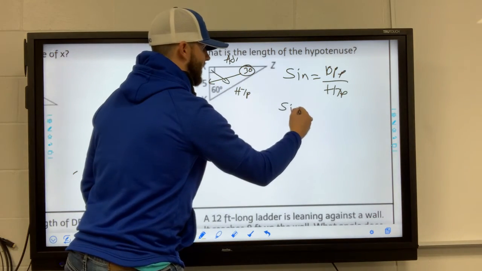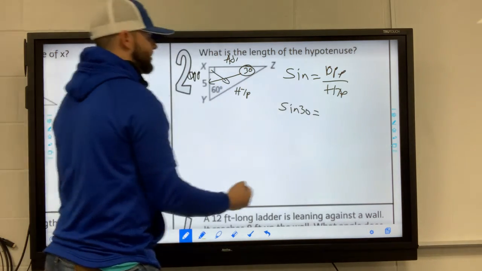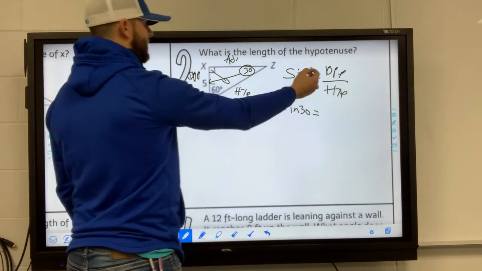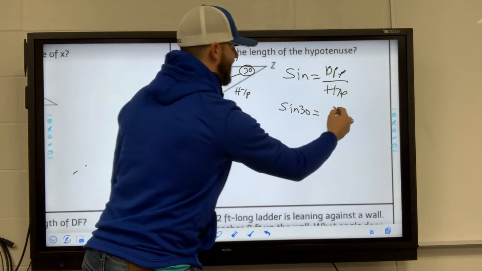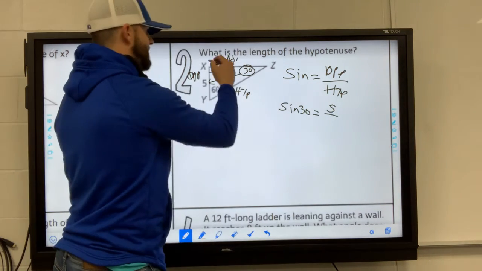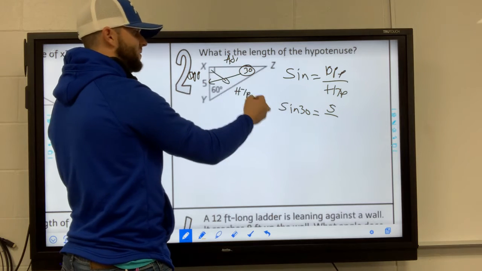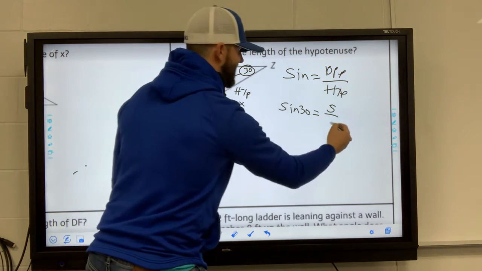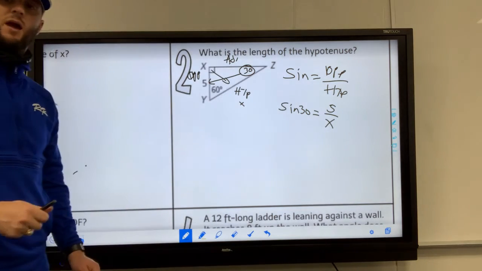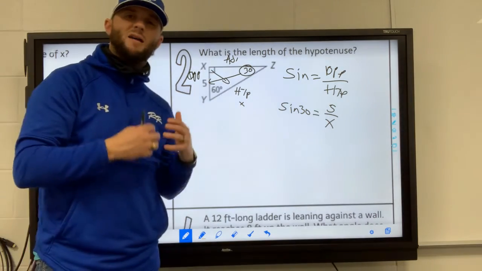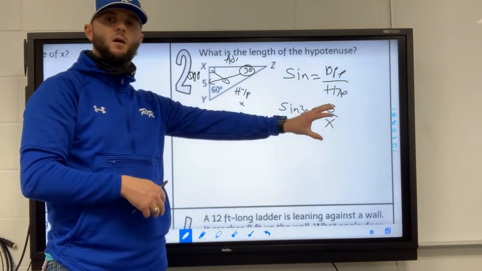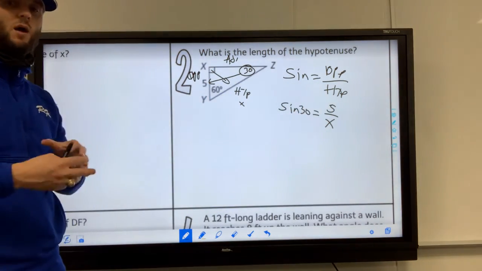So I'm going to do the sine of 30 is equal to, and it looks like in this situation, my opposite side is going to be 5. And my hypotenuse, I don't know the hypotenuse. So I'm going to represent that as x. And so right now, ladies and gentlemen, I'm going to show you mathematically how this works here, but I'm going to show you a quick way to do it as well, okay?